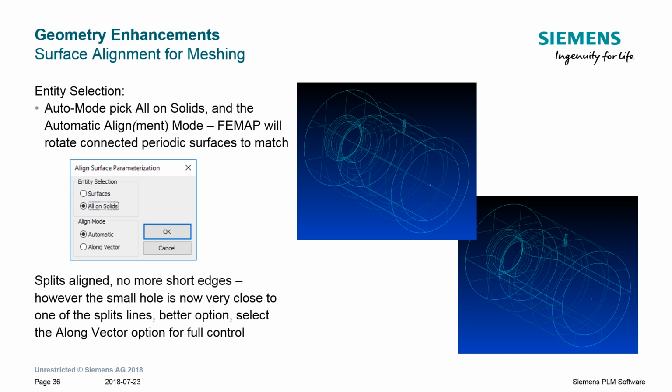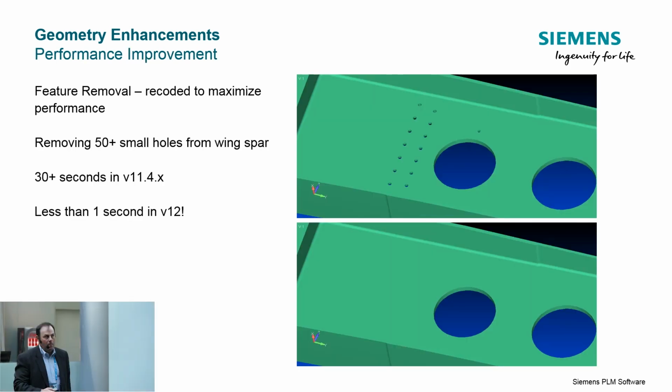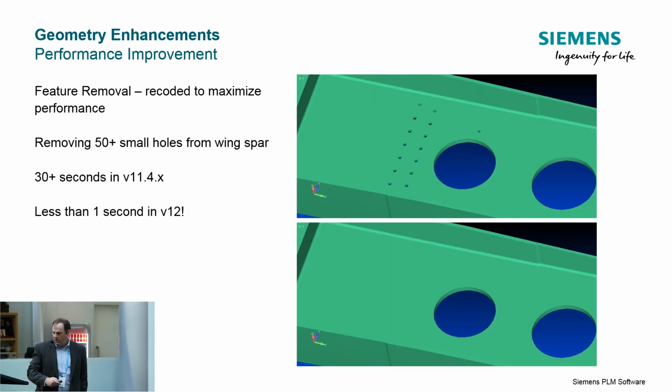And why you would want to do that is this one represents the automatic. But the split occurs very close to a small feature. So it makes more sense instead to split it from this side to that side across, and then you can see it split away from the small feature.